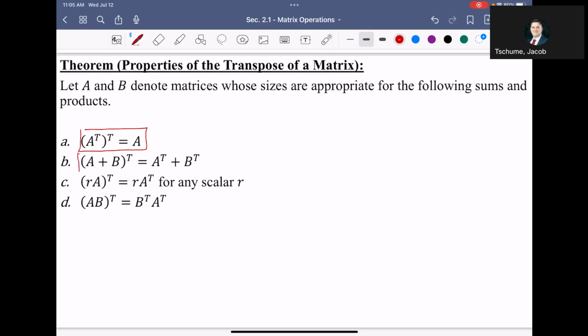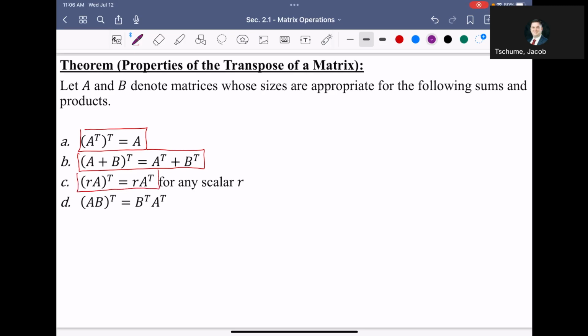If you are trying to add 2 matrices and take the transpose of that, then A plus B transpose will be equal to the transpose of A plus the transpose of B. Part C talks about that scalar again. If you're wanting to multiply a matrix A by a constant R and transpose it, it doesn't matter whether you do the scalar multiplication first and then the transpose, or if you do the transpose and then the scalar multiplication. You will get the same result both ways.